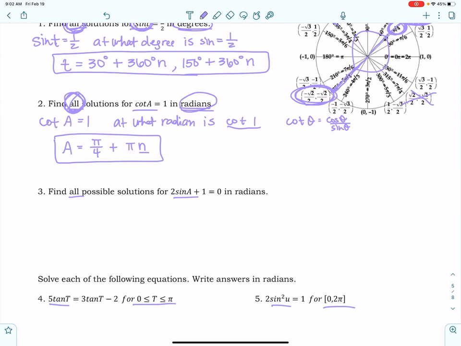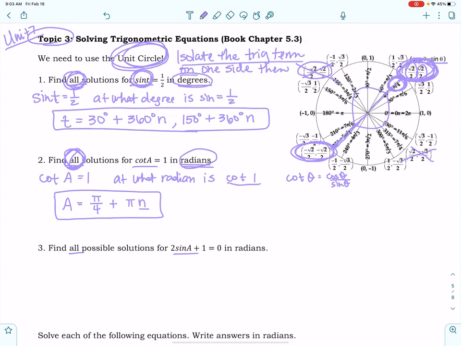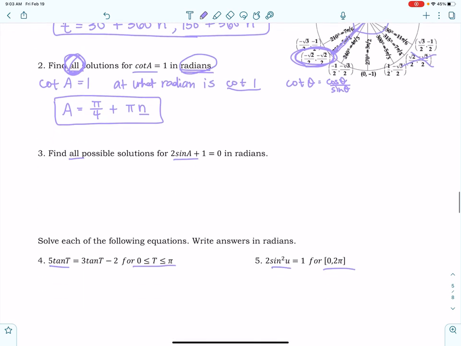All right, let's look at number 3. I have to manipulate this algebraically a little bit because, remember, your first step is always isolating the trig term on one side. So I am going to write this as 2 sine A, subtract the 1 from both sides, and then divide by 2 to isolate sine A on one side. So sine A equals -1/2. Now it looks just like 1 and 2. I just had to do a little bit of algebra first. I want my answer in radians, and I want all the possible solutions.